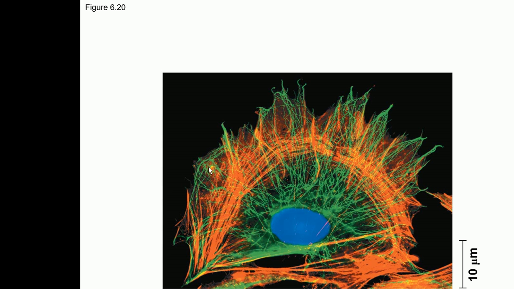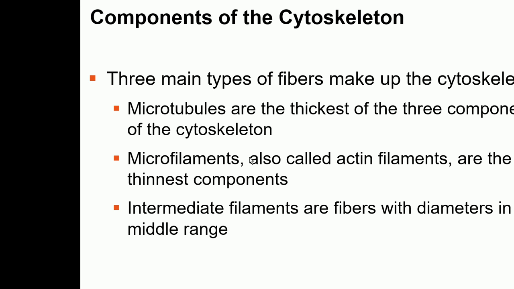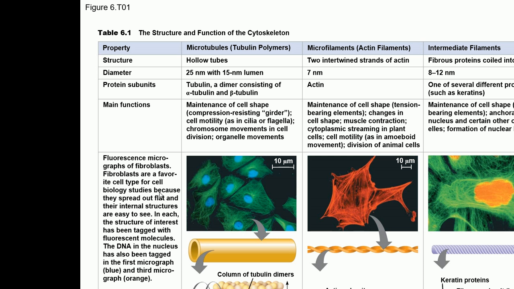This picture shows fluorescent staining, showing the different cytoskeleton protein filaments. Microtubules are the thickest of the three components. Microfilaments are the thinnest, and intermediate filaments, as the name itself says, have a diameter in between. Now this is an important slide because it has all the information.